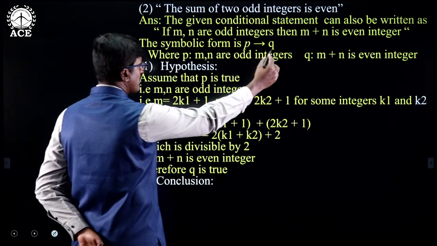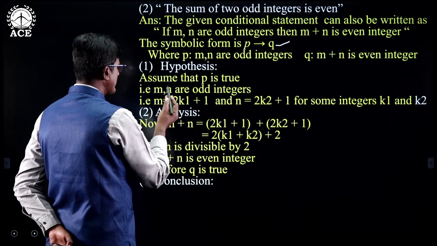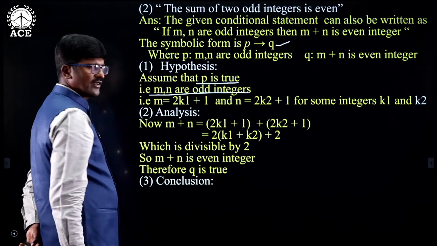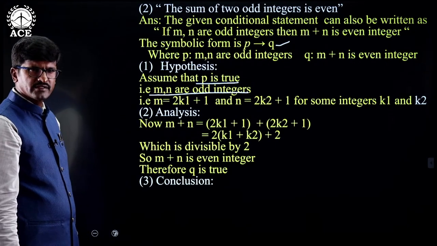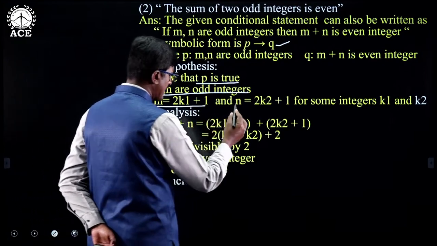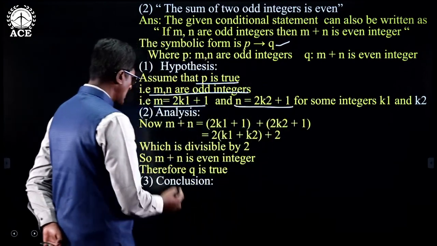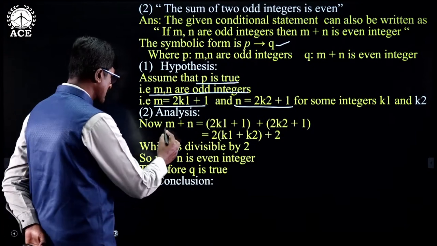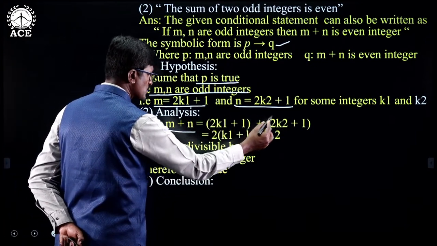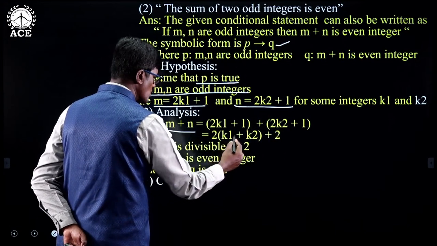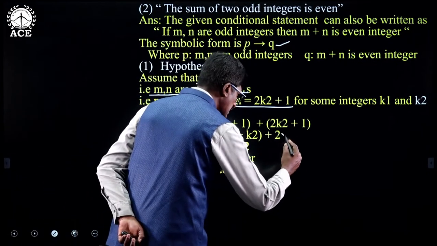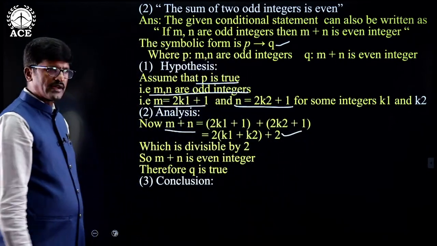So, this is the symbolic form of it. First, I am assuming that P is true. P is true is nothing but M and N are odd integers. That is, M is an odd integer and N is an odd integer. M can be written like this and N can be written like this. Now, in the analysis, I am taking M plus N. So, add both of them: 2k1 plus 1 plus 2k2 plus 1, which is 2 times k1 plus k2 plus 1.